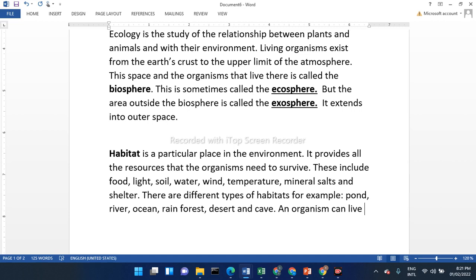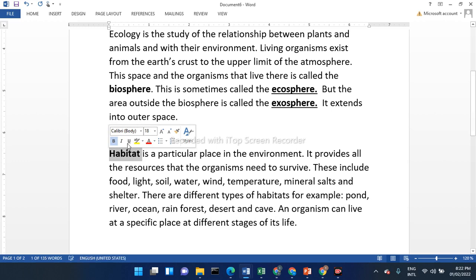Reptiles and amphibians. An organism can live at a specific place at different stages of its life. So that's habitat. The habitat is a key word. It's a particular place in the environment.